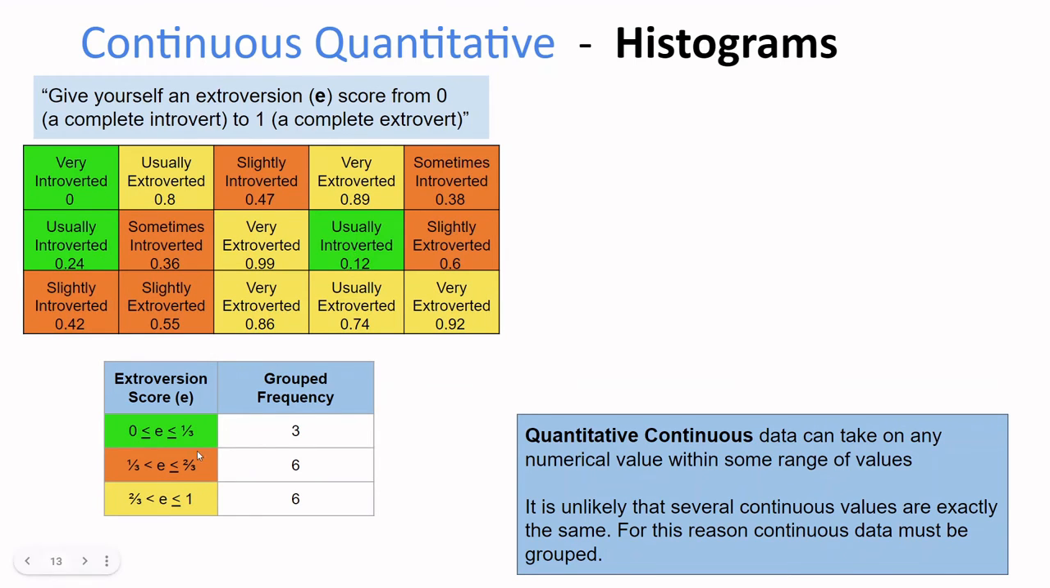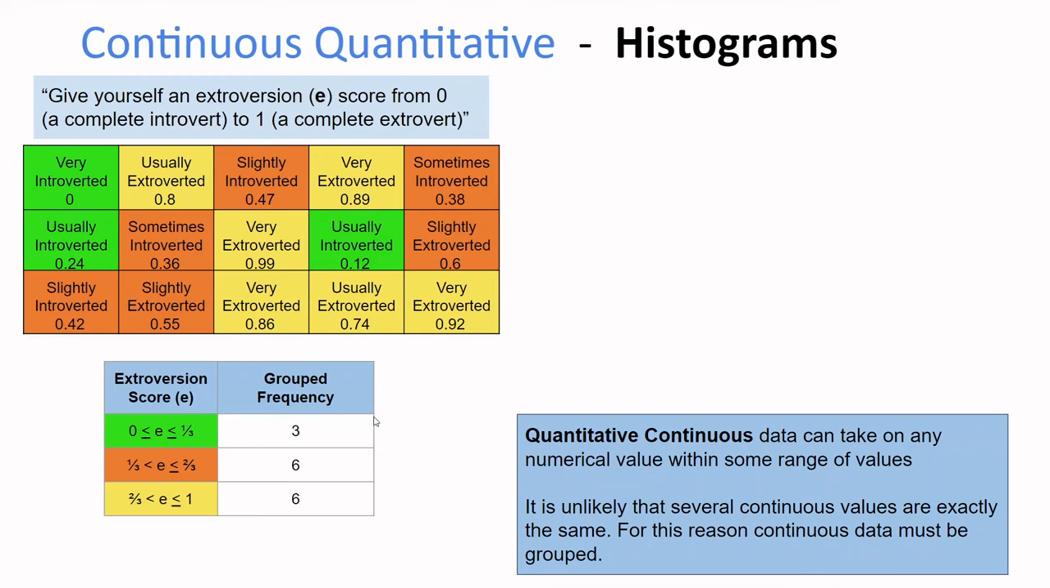And then I count how many values are between 1/3 and 2/3. That's between 0.3 recurring and 0.6 recurring. And there are 6 of them. That's these ones in orange. And then finally, I count how many are between 2/3 and 1 whole. That's between 0.6 recurring and 1 whole. And that's these 6 here.